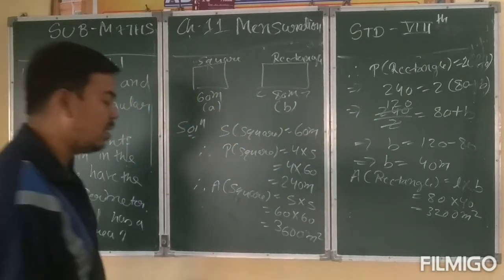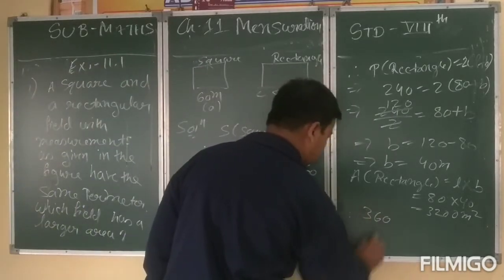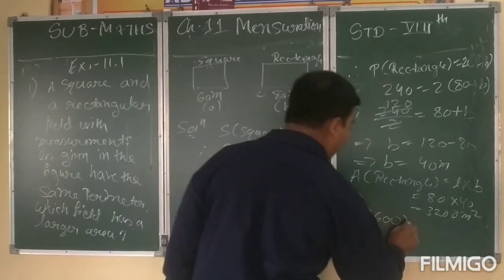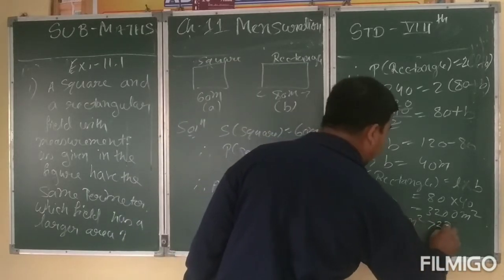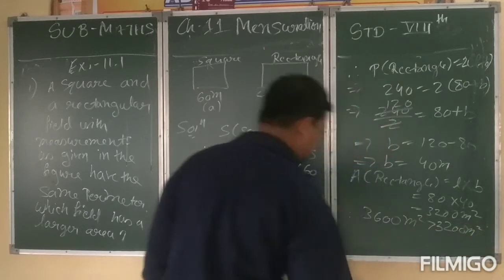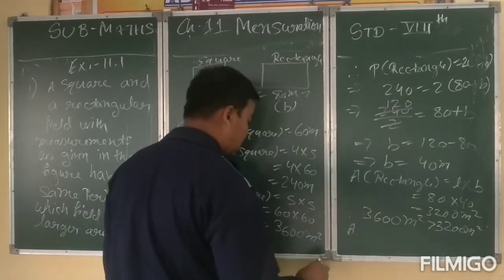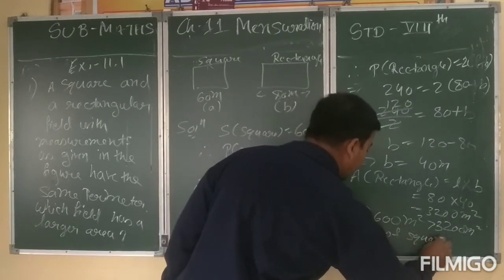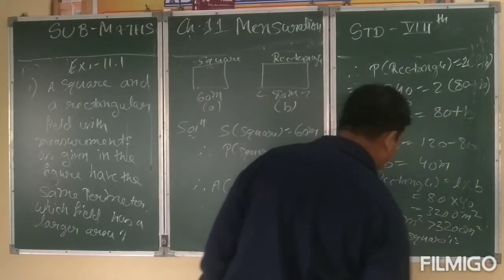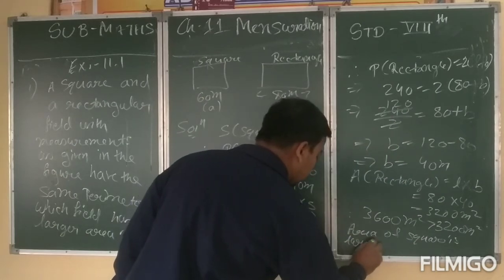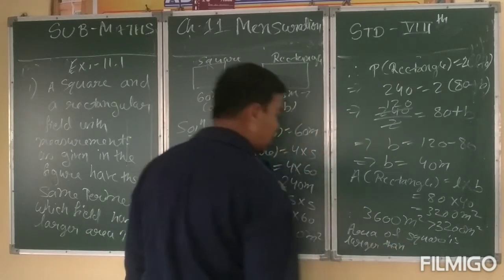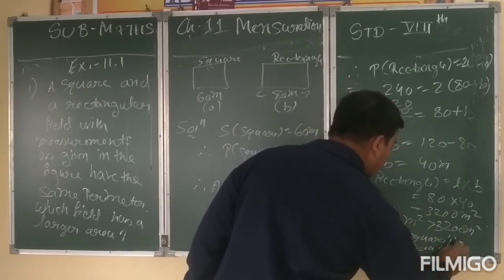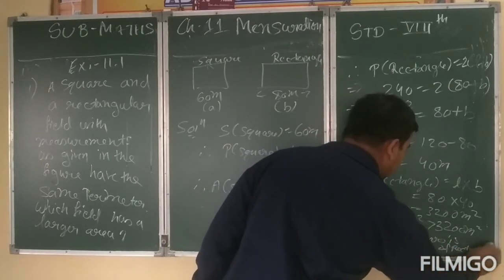So which area is greater? The area of the square, 3600 square meter, is greater than 3200 square meter. So the area of the square is larger than the area of the rectangle.